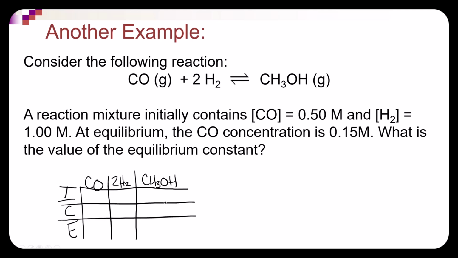All right. So initially it contains, so that is going to go on this I line. 0.5 molar carbon monoxide, 1 molar hydrogen. It does not mention the initial concentration of methanol, CH3OH. This is very, very common. If it does not mention initial concentration for anything, you can assume that it's 0. So no mention of CH3OH, we're going to assume initially it was 0.